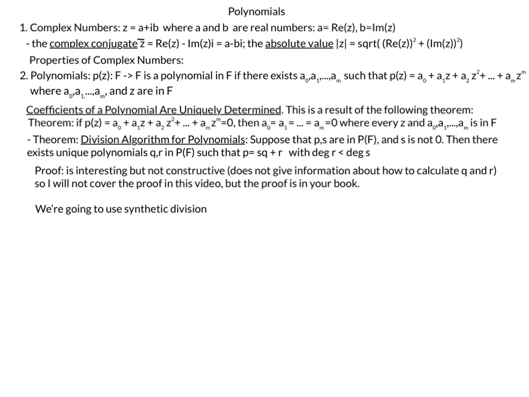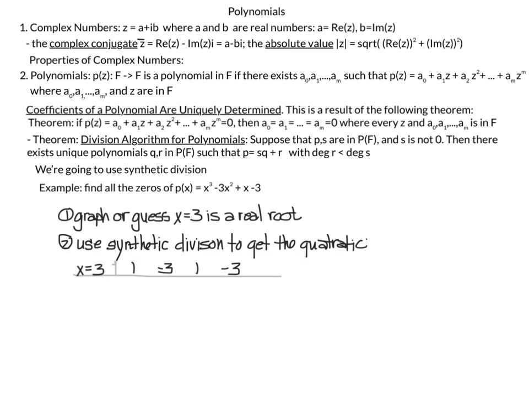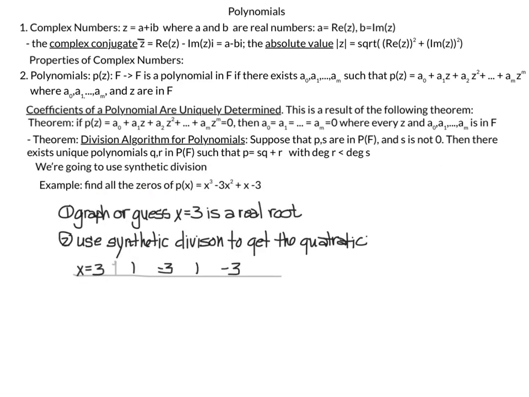So I'm not going to cover the proof in this video, and actually I'm not going to cover any of the proofs in this video. When we want to find q and r, we're going to use synthetic division, which I will show you now. We're going to use the example of finding all the zeros of p of x, where p of x is equal to x cubed minus 3x squared plus x minus 3.